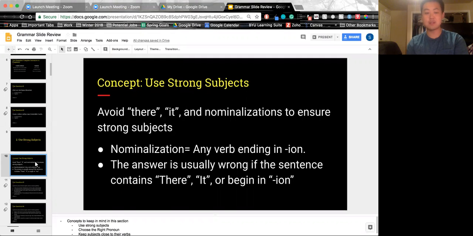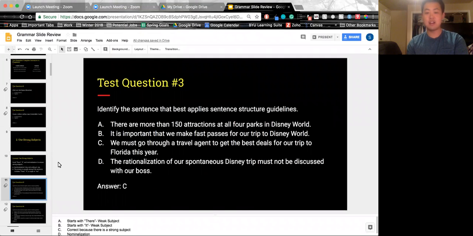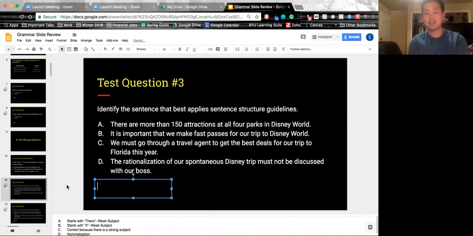So let's look at some example sentences that I have here. Let's not look at the answer right now, but let's go through the answers. A, there are more than 150 attractions at all four parks in Disney World. B, it is important that we make fast passes for our trip to Disney World. C, we must go through a travel agent to get the best deals for our trip to Florida this year. And D, the rationalization of our spontaneous Disney trip must not be discussed with our boss. So I know that I need to avoid there and it. So let's get rid of the easy questions.